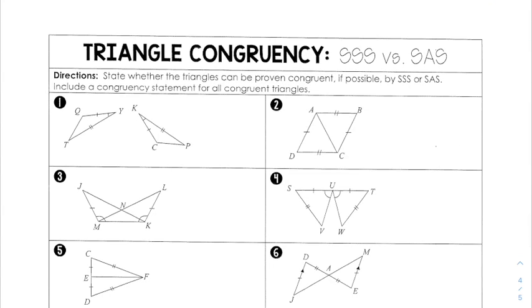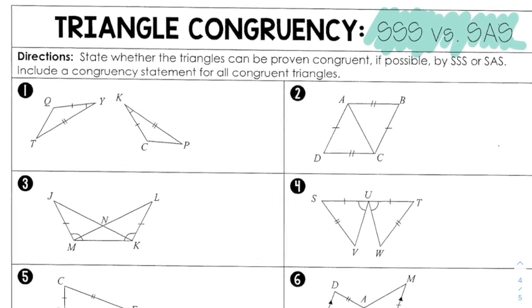Now, that was a little bit easy because we knew that eventually we were going to get side, side, side, or side, angle, side. But you're not always going to know which one you're going to get until you start trying to prove it, okay? For example, now we're going to combine them, okay? We don't know what it is until we start talking about it, okay?